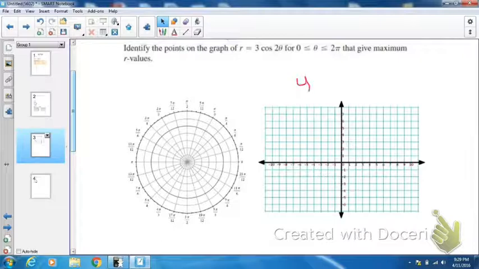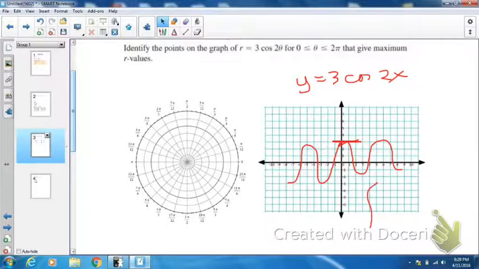So over on the coordinate plane, we graphed y equals 3 cosine 2x, and when we plotted those, it looked a little something like this. Really bad, but anyway, you get the idea. And so here was our max value, and y was 3, so that means our r is also 3. And that's our max.